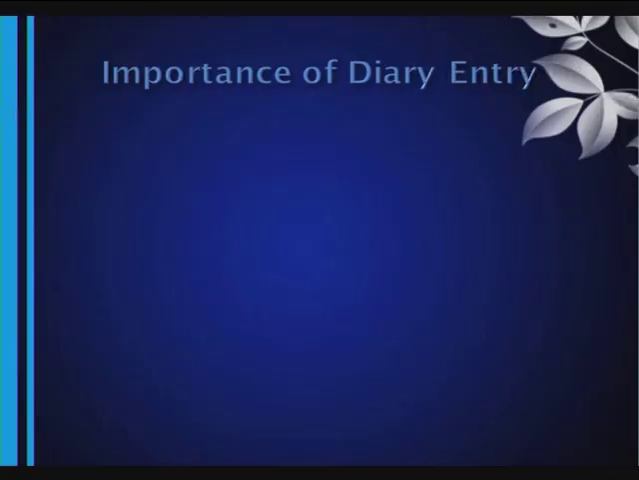Do you know that diary is related to description? How is diary related to description, children? Yes, you're right. Even in the diary, we describe the inner feelings of ourselves. Diary is written by ourselves and it is at the end of the day. Is it important to write a diary, children? Now, let us look at the importance of diary. Importance of diary entry.